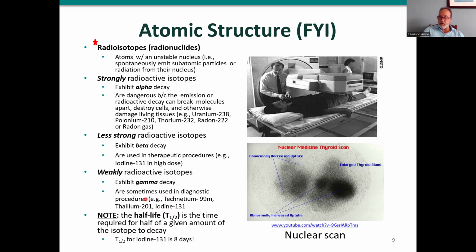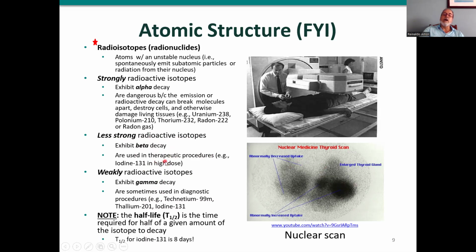So in nuclear scans, okay? Nuclear scans. Because we have CT scans with or without contrast. They have MRI as well. They have nuclear scans as well. Nuclear scans, radioactive isotopes. Okay, so notice that less strongly radioactive isotopes emit beta decay. Now, beta decay is stronger than gamma decay. So beta decay is used for therapeutic procedures, like to kill cancer cells.